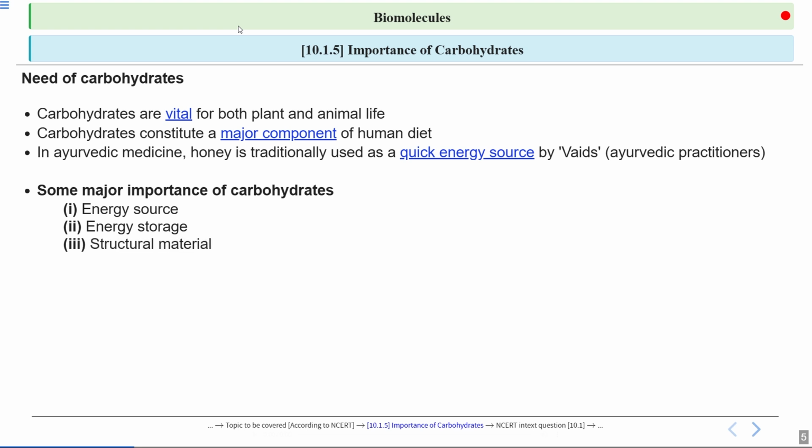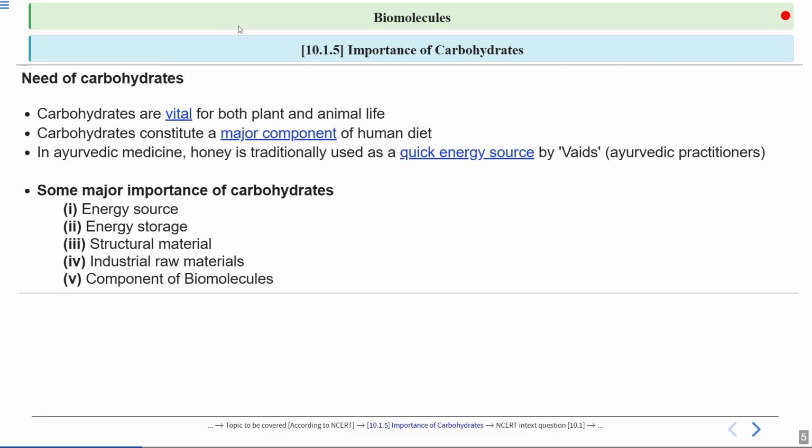Third is that carbohydrates provide structural material. So in plants, cellulose is a carbohydrate that forms the cell wall, giving plants their shape and strength. Fourth, carbohydrates, they are important as industrial raw materials. So they are used to make products like paper, textiles, and even biofuels. Finally, carbohydrates, they are a component of biomolecules. Okay, so these were some major importance of carbohydrates.